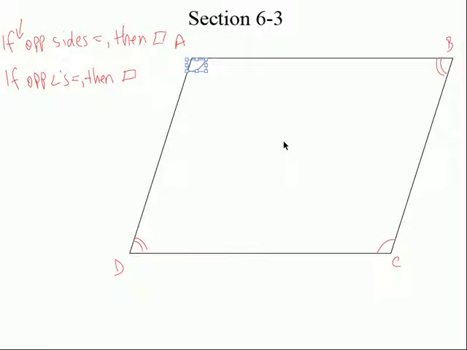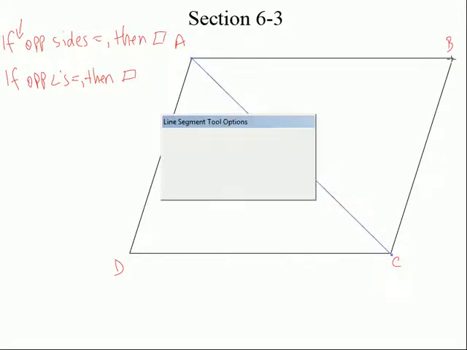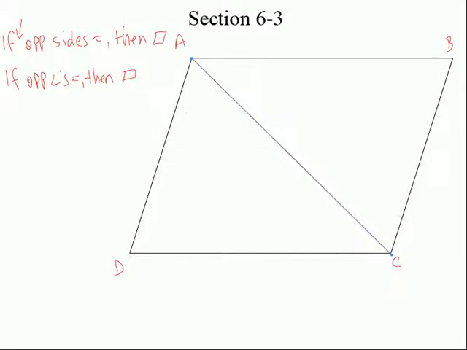Let me get rid of these angle symbol things. All right, and let's put those diagonals in there. Put one right there, and one right there. All right, so now we've got some diagonals. So what would your next guess be?